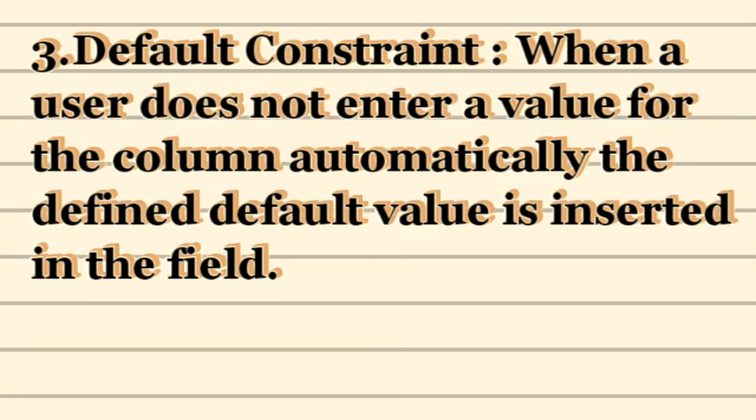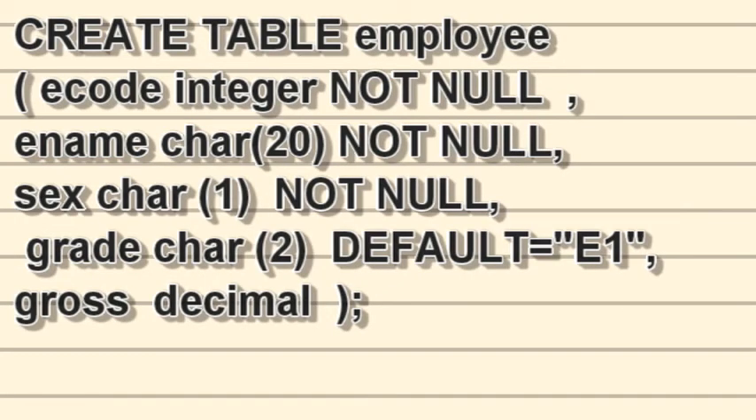The next kind of constraint is a default constraint. Basically, a default value can be specified for a column using the default clause. When a user does not enter a value for a column, then the automatically defined default value will be used. As you can see in the example over here, in the grade what I have written is default equals to E1. Means if no other grade is available, then automatically the default grade, that is E1, will be printed when it gets no values from the user. So this is basically the purpose of the default constraint, just assigning a default value when no other value is present.